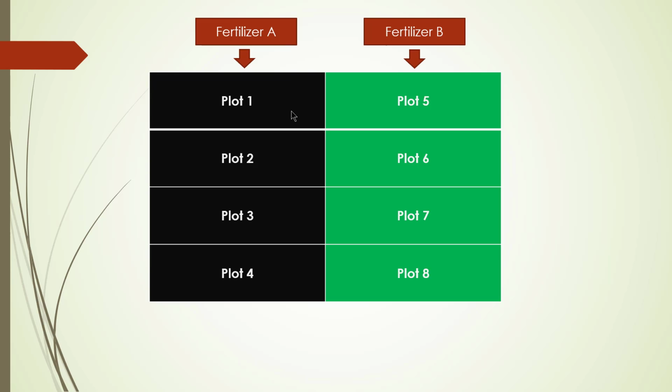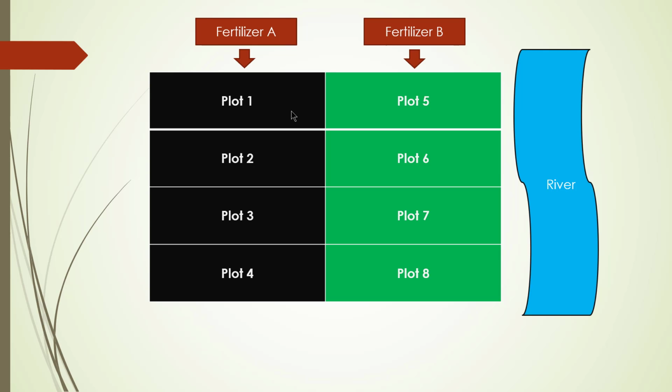But what actually can happen is in the environment or in nature, there might be a river on the side of the green plots. So that means automatically there is a chance that green plots might have better soil quality. So the outcome could be that fertilizer B could perform better than fertilizer A in your study because you did not randomize all those plots to either fertilizer A or fertilizer B.